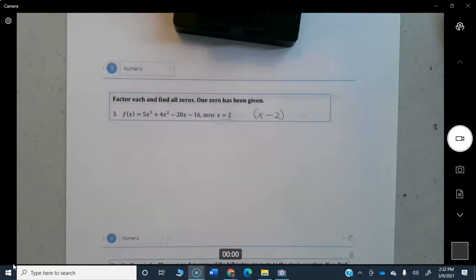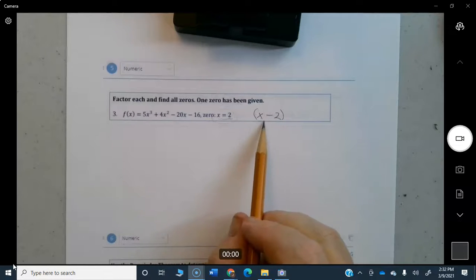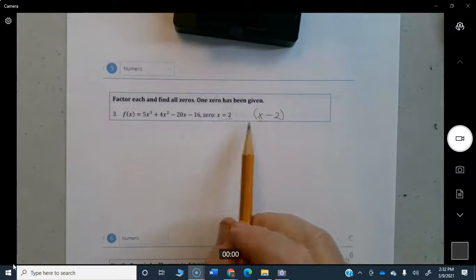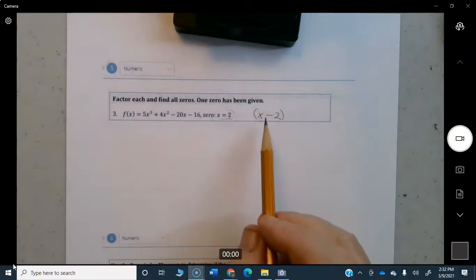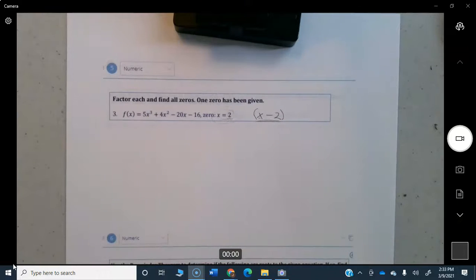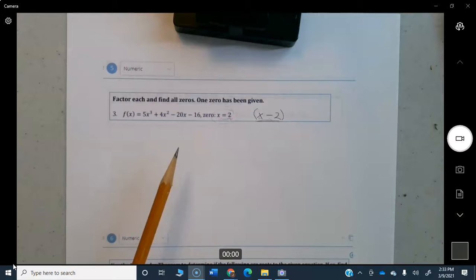I'm just working backwards from what we did on the previous problem. If we had had this as one of our factors and we said, what makes this go to 0? You would have said 2. 2 will make this go to 0. So if they tell you that 2 is the 0, then they're going to work backwards and say, what's the factor that this is the 0 of? It would be this. So that's one of the factors, x minus 2, because 2 makes this go to 0.